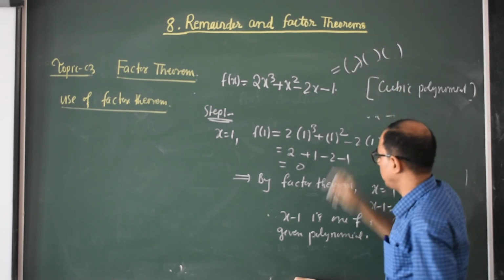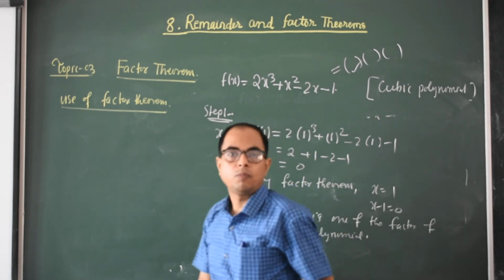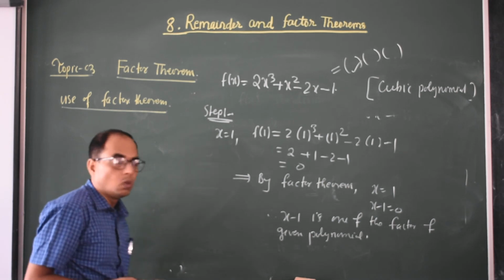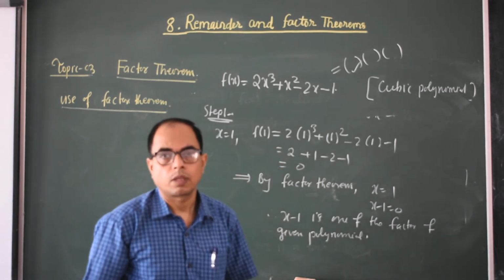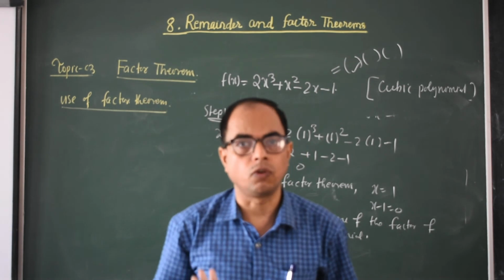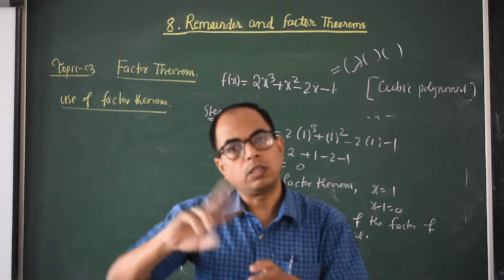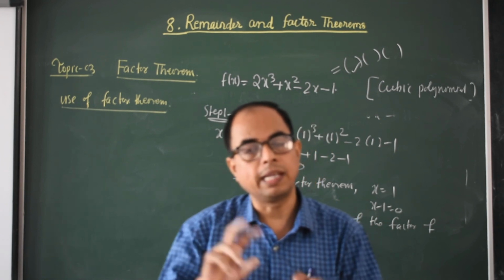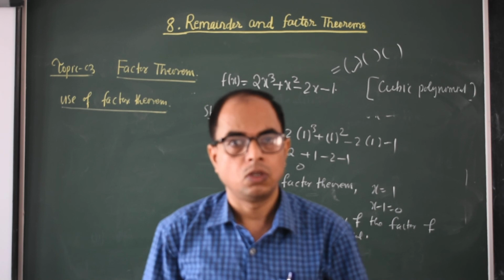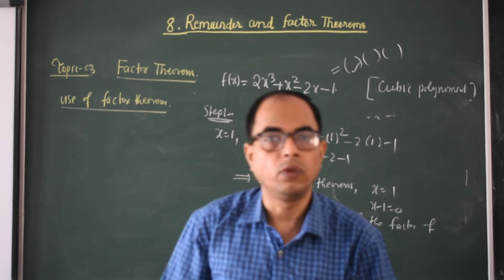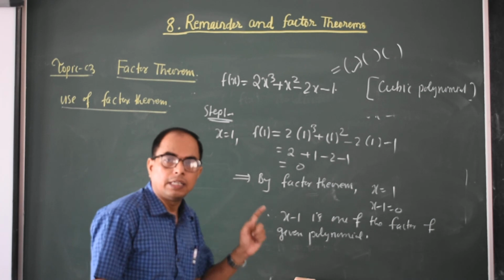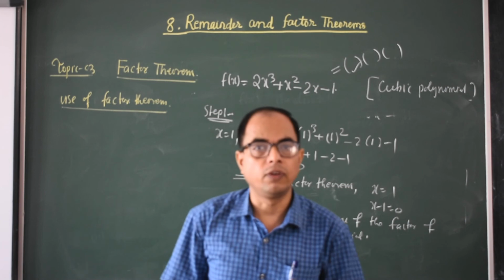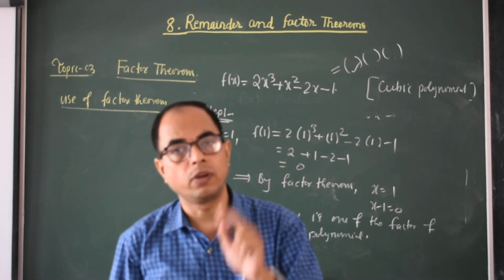So the first factor we have found with the help of hit and trial method. Now for the other two factors, don't go with hit and trial method, because the other two factors may be given difficult for you. Clear? To find the other two factors, we have a definite rule. By the hit and trial method also you can find the other two factors, but sometimes it will be very difficult.